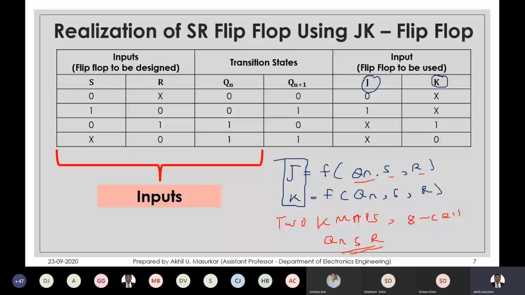Okay, Gaurav. Just take some shortcuts. SR, QN plus 1, J and K. That's it. Don't write transition states, input flip flop to be used. Don't write all this.